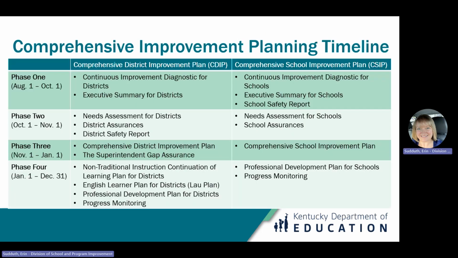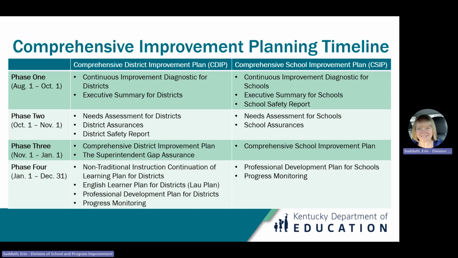This is the improvement planning timeline, which is available on our comprehensive improvement planning webpage, which was linked on the previous slide. You can see that the timeline is broken down into 4 phases, and there are different diagnostic tools that districts and schools should be working on during each phase. Oftentimes, the same type of diagnostic is required at both the district and the school level during a particular phase. Diagnostics are completed in the Cognia Continuous Improvement Platform.